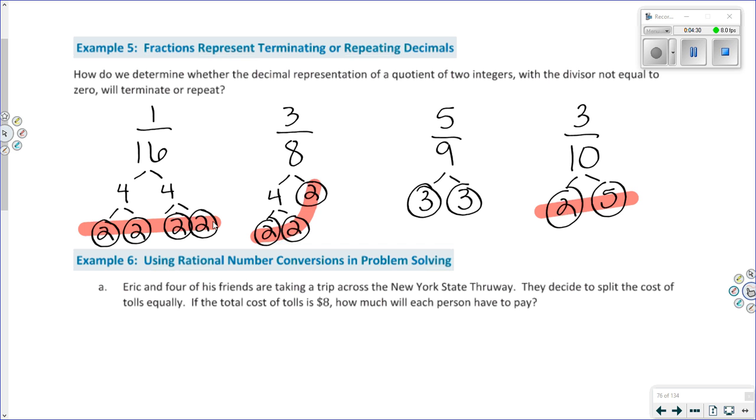What can we say about 5/9 here? Okay, there's no 5's or 2's. Now, we could have some 5's or 2's, but those 3's make it a repeating decimal automatically.